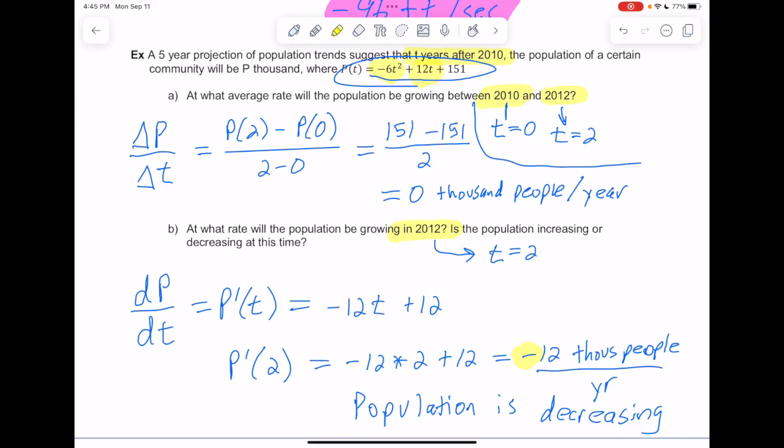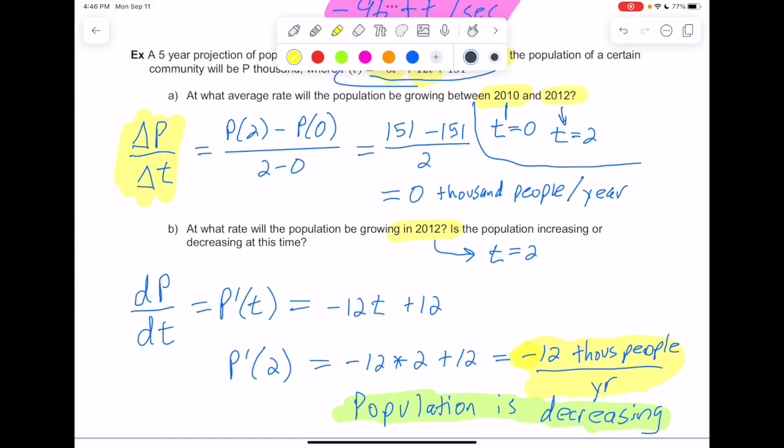Sorry for running those together a little bit. So here's our answer to that second question: the population is decreasing. And here's our answer to that first question: the rate of change at 2012 is negative 12,000 people per year. Because it's negative, the population is decreasing. Notice we hadn't talked about this sort of application before, but now that we know a derivative is a rate of change, you can do average rate of change like you do slope, change in y over change in x.